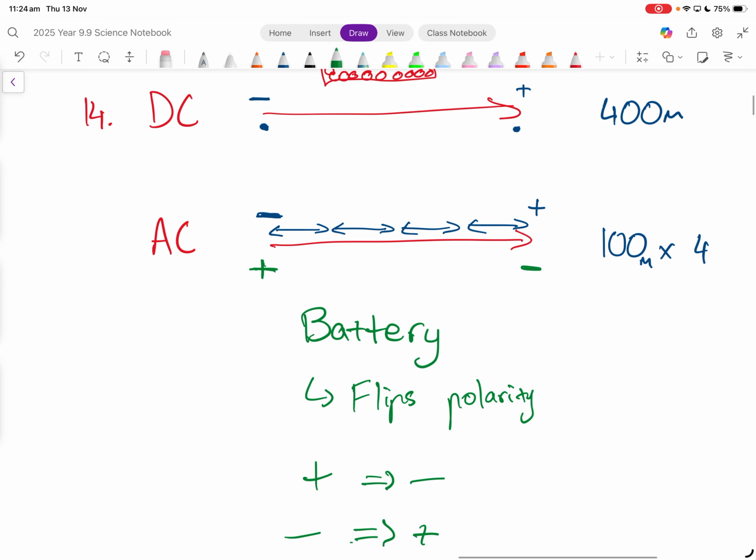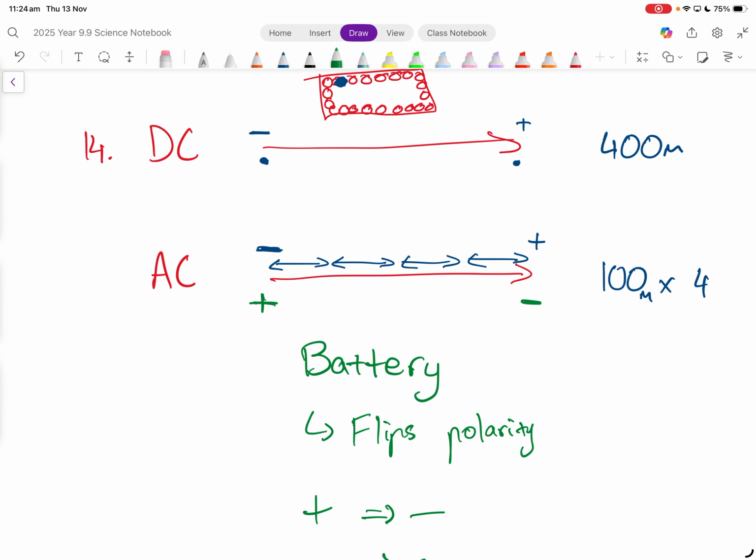Now, what do you think the benefit of this one might be in terms of AC versus DC? Will 4 people run 100 meters faster than one person runs 400? There you go. So it's a bit better for us holding on to our voltage.